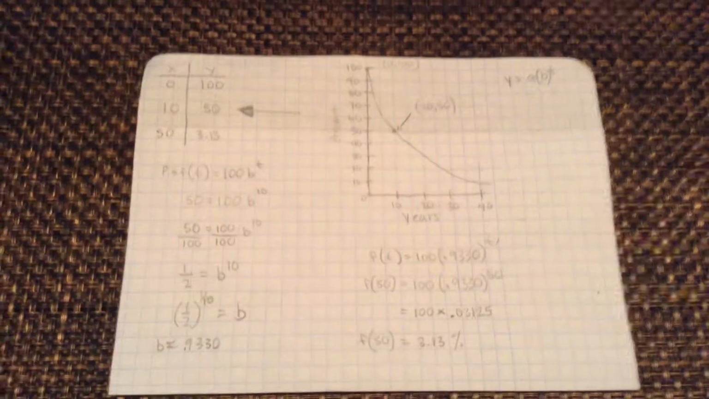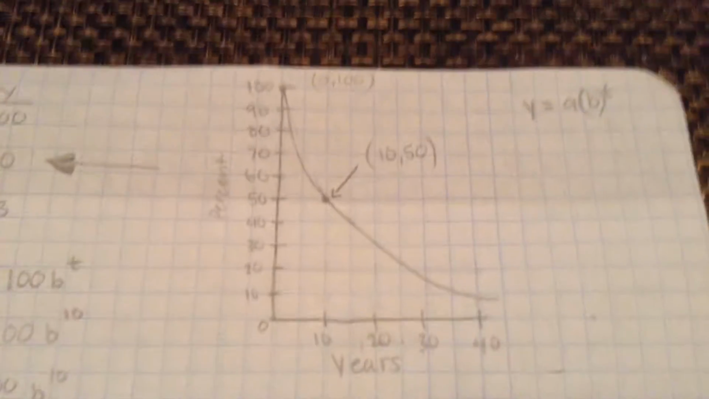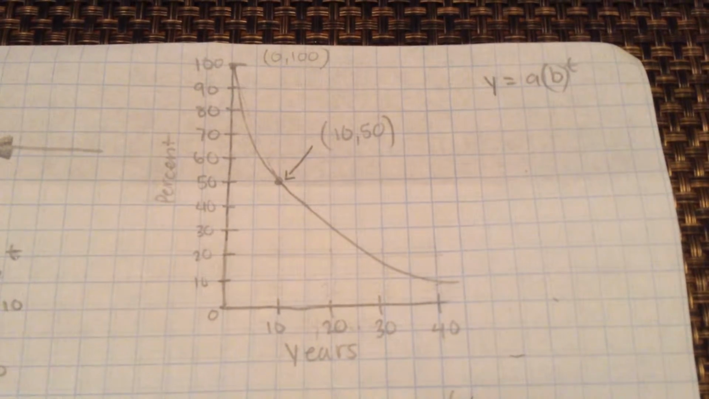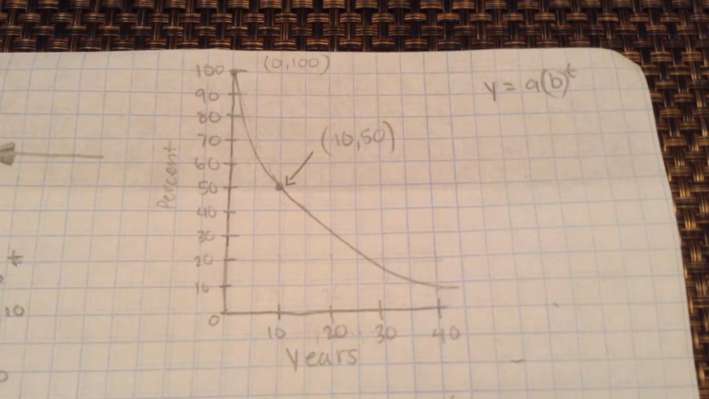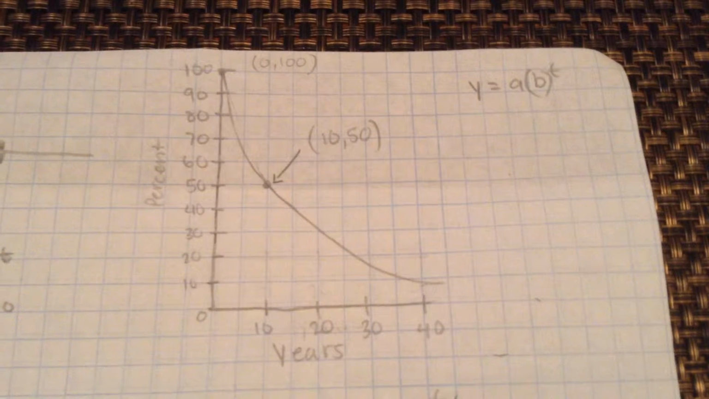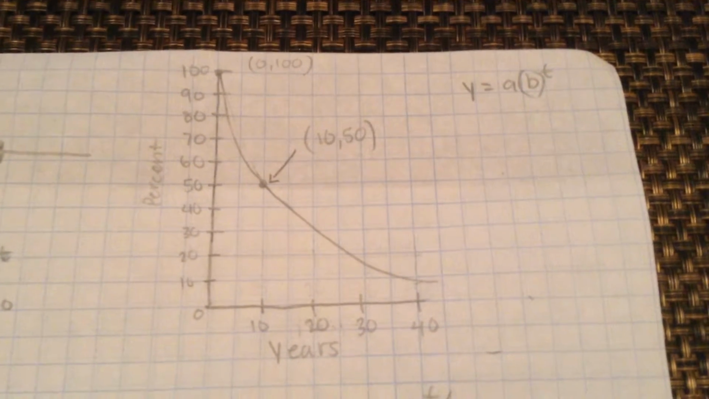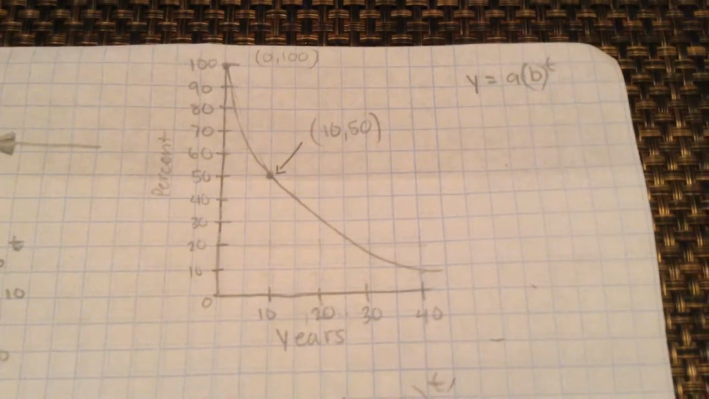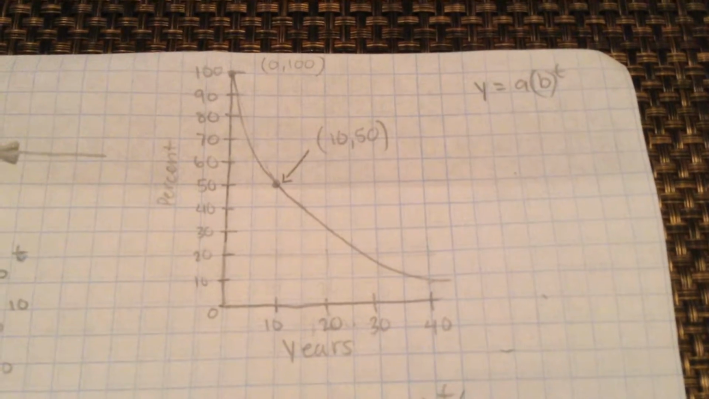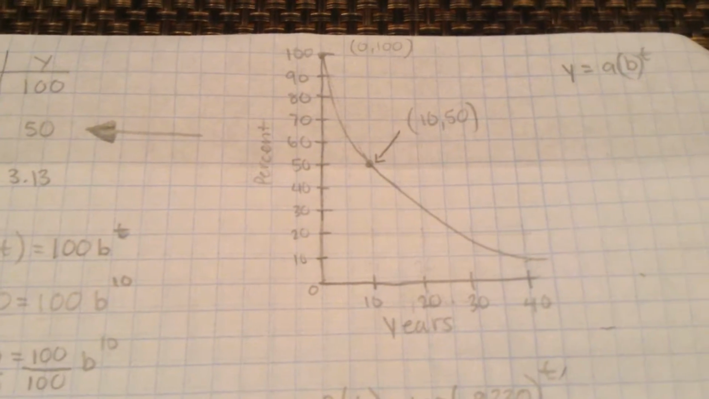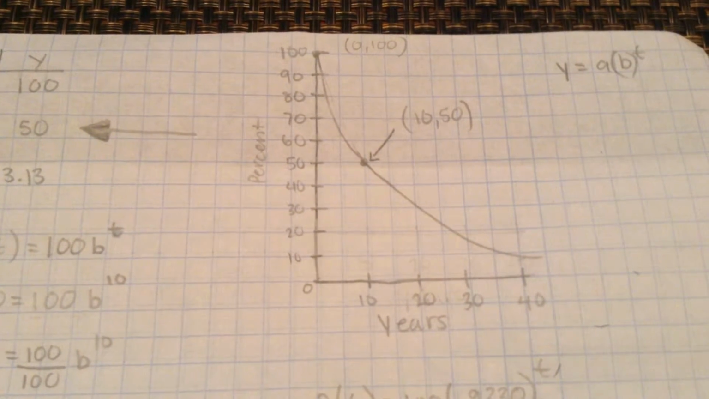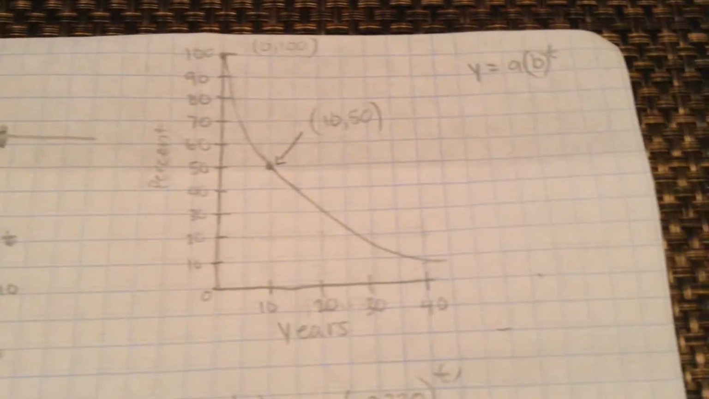In this equation, we're already given a graph, so we have some sort of guide to go off of there. It's got two main points on there. It's got our initial value, which is (0, 100), and it's got our half-life, which is going to be 10 years after the original element was placed in the tank. So at 10 years, we're going to have 50% of the element remaining here.